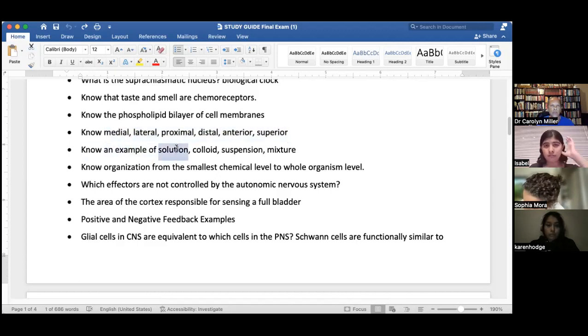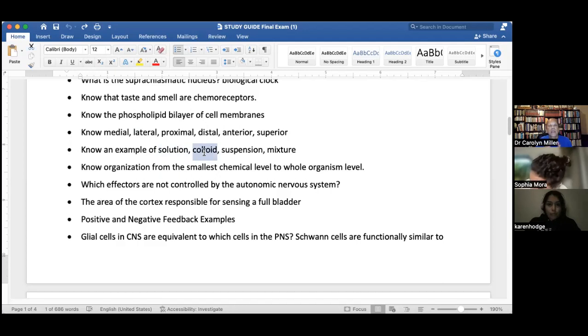An example of a solution is bottled water. It is in fact a homogeneous mixture, because all bottled waters don't taste the same; we know that they're infused with minerals to add taste. A colloid is a cell. We have the organelles within the cell, and that is a heterogeneous mixture. And then a suspension is blood. It is also a heterogeneous mixture, and blood is an example of a suspension.